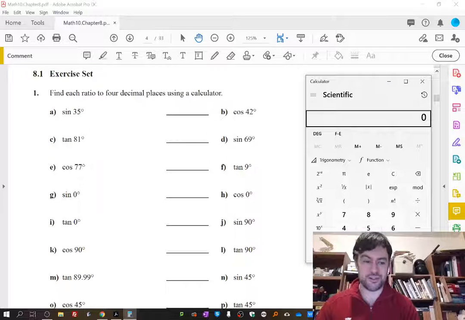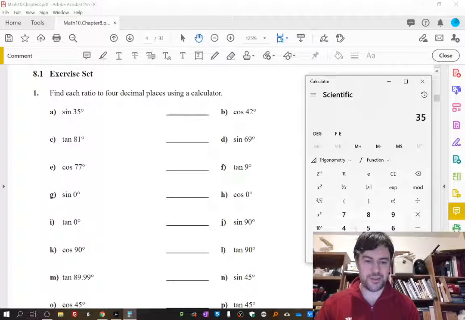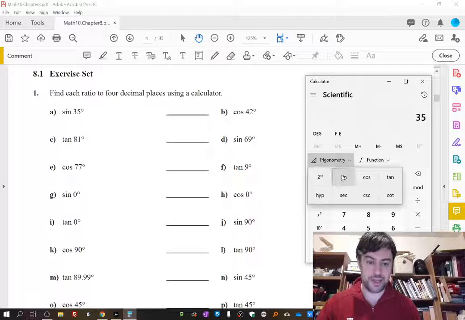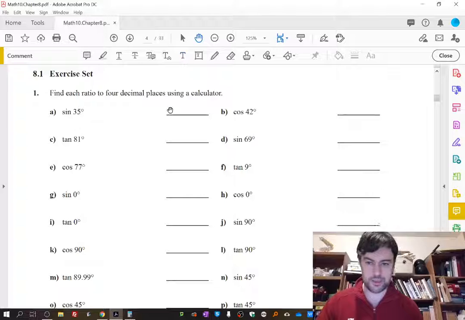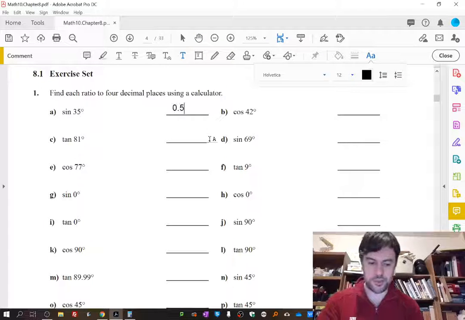You can type in 35 degrees, and then you press the sine button on your calculator. So mine's hiding under here, and that tells me the ratio is 0.573576, etc. So I'm going to write that in here. 0.5735. I guess I'll round up to 6. So 0.5736. So that's the answer.